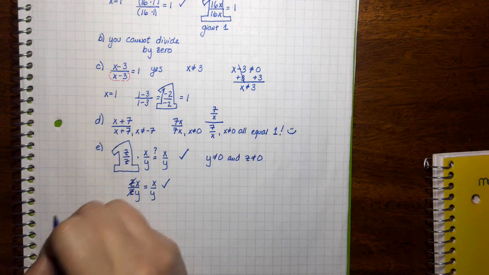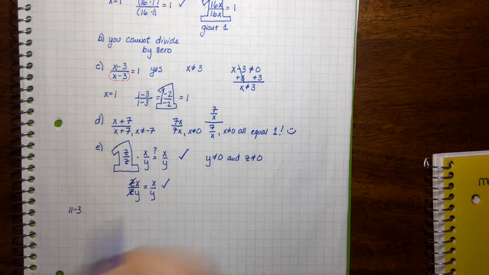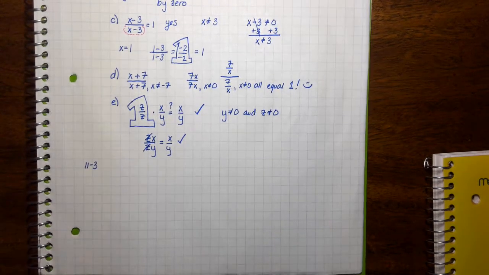Okay. 11.3. Use what you know about the number 1 to rewrite each expression below in an equivalent, simpler form. State any value of the variable that needs to be excluded. Okay.